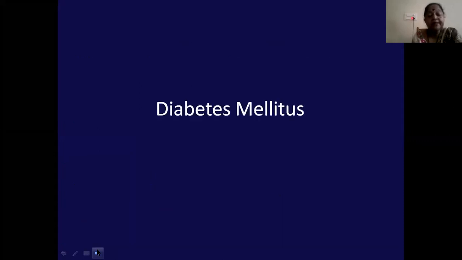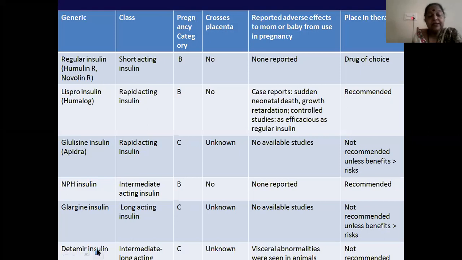About diabetes mellitus, this is the second common endocrine disorder, first common actually. If you see the increased prevalence of gestational diabetes, these are the various drugs apart from medical nutrition therapy. The first line of therapy, they say, is insulin, which is pregnancy category B. There are various types of insulin: short acting, rapid acting, intermediate acting, long acting.